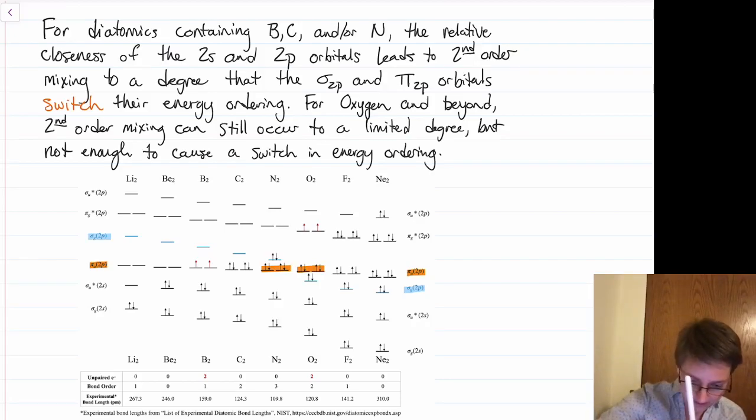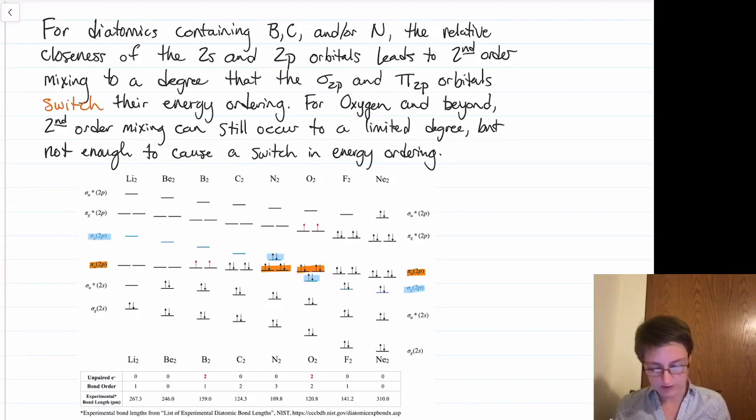For oxygen, sigma g is lower in energy than pi 2p. And for nitrogen, N2, now suddenly this sigma g has had enough second-order mixing to be raised up in energy a little bit above these pi orbitals.